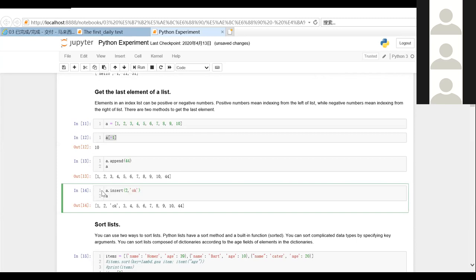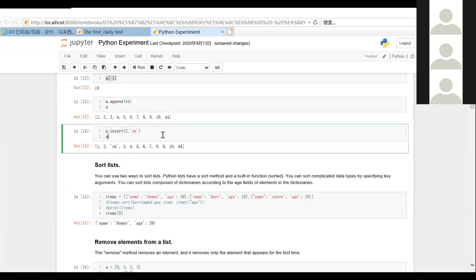So if we want to add an element anywhere in the list, we need to use insert. So a.insert, and where you want to insert, that is index 2. And what element you want to insert. So that is the grammar of inserting an element into a list. So here is the output. We will insert this string into index 2.